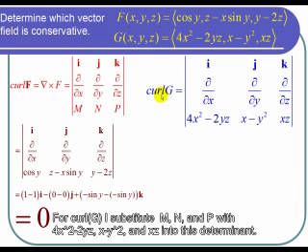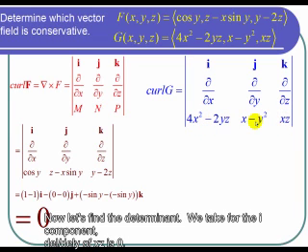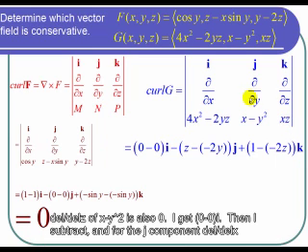So for the curl of g, I substitute my m, n, and p with 4x squared minus 2yz, x minus y squared, and xz into this determinant. So now let's find the determinant. For the i component, del over del y of xz is 0. Del over del z of x minus y squared is also 0. So I get 0 minus 0, i.